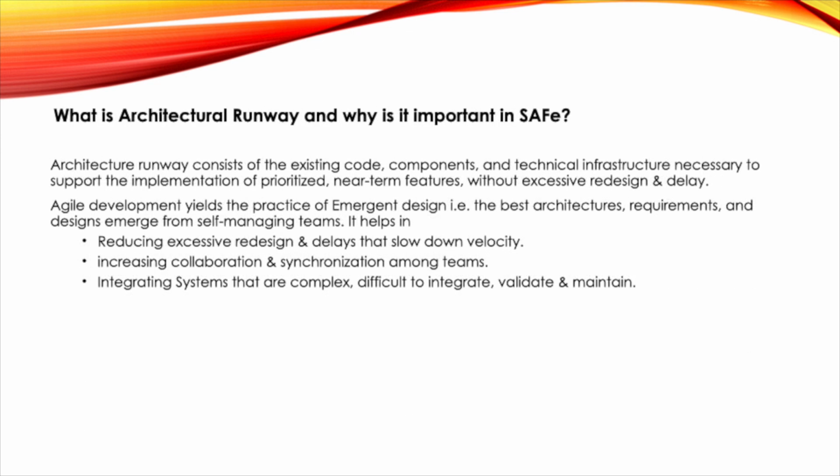What is architectural runway and why is it important in SAFe? Architecture runway consists of the existing code, components, and technical infrastructure necessary to support the implementation of prioritized, near-term features, without excessive redesign and delay. Agile development yields the practice of emergent design, i.e. the best architectures, requirements, and designs emerge from self-managing teams.